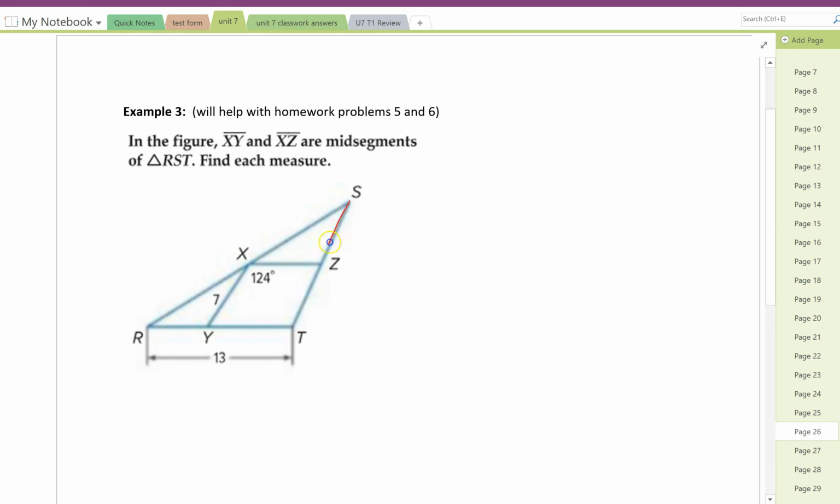Well, if I want to know what ST is, this side right here, I have to figure out which mid-segment is parallel to it, and that turns out to be XY. So XY is parallel to ST. In other words, XY, this mid-segment right here, is parallel to ST. So I know that segment XY, since it's the mid-segment, has to be half as long as ST. And I know that XY is 7. So I know that 7 is half as long as whatever ST is.